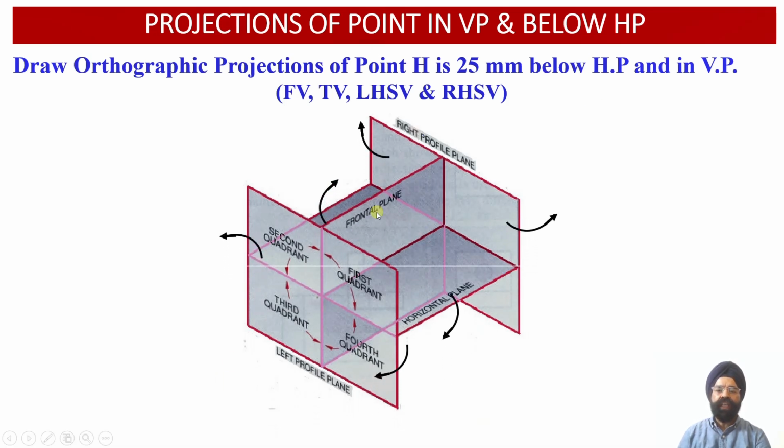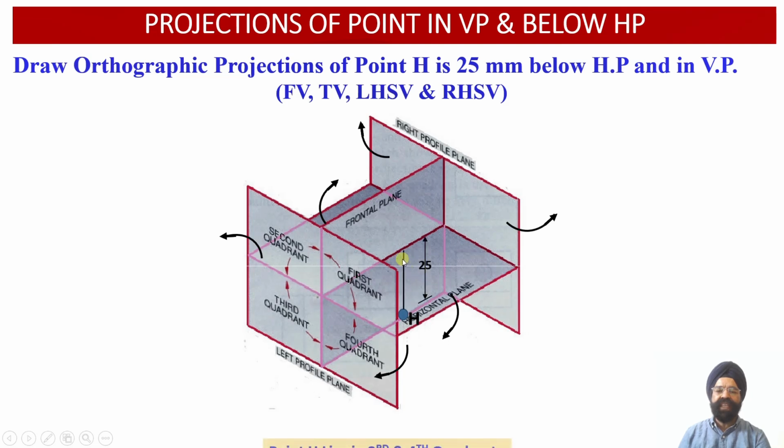So here we have the horizontal plane, the vertical plane, the left side profile plane and the right hand side profile plane, which have been arranged in mutually perpendicular directions in the spatial arrangement, thereby providing us with the four quadrants. So here we have quadrant number 1, quadrant number 2, quadrant number 3 and quadrant number 4. So let us locate this point H with respect to the horizontal plane and the vertical plane.